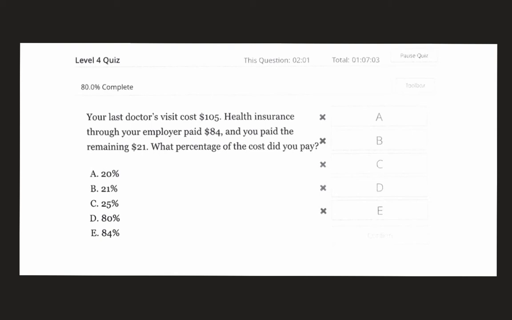Well, we're going to set this up like an equivalent fraction because 105 equaled 100% of the bill. If your portion was 21, to determine what percentage that was, we're going to cross multiply 21 times 100, and we're going to get 2100, and then we're going to take that 2100 and divide it by 105, and we'll get 20.